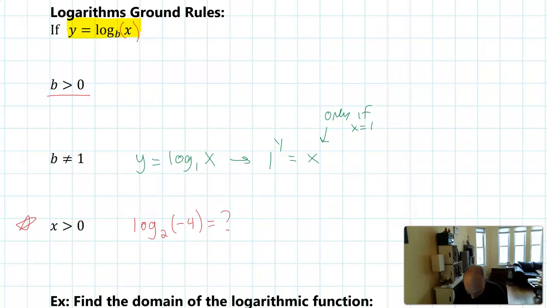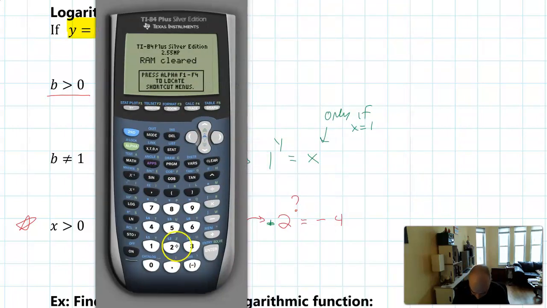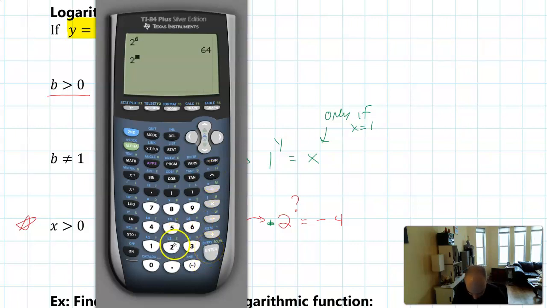And I wanted to evaluate that. Well, that would translate to 2 to the what equals -4. But guess what? 2 is positive, and there's no way that you're going to take any power of 2 and get a negative number, right? 2 to the 6th? Oh, nope. 2 squared, that's 4. But how could you get a negative?